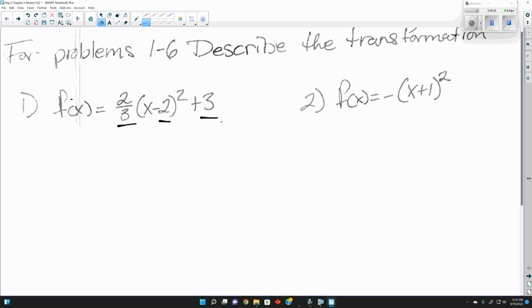Now, if we look at number 1, there's 3 different operations that are going on. We have the 2/3, the -2, and the 3. Now, the 2/3, since it's in front of the parentheses and is being multiplied, it's telling us that it's a vertical shrink. And we know it's a shrink because it is between 0 and 1. If it's greater than 1, it is a stretch.